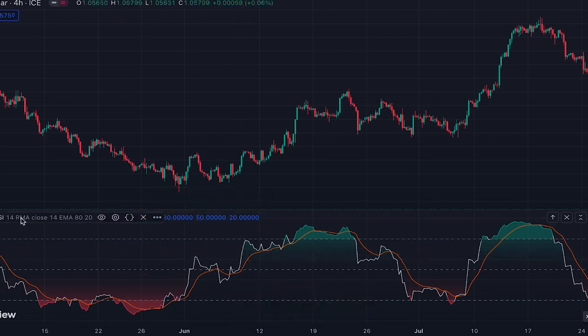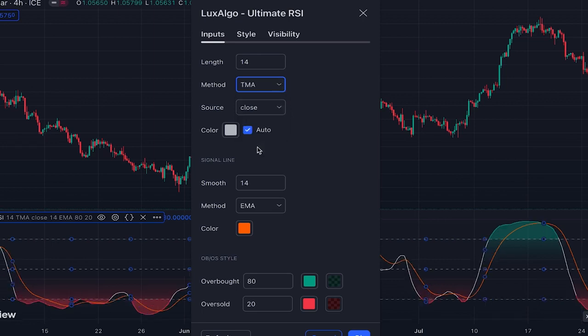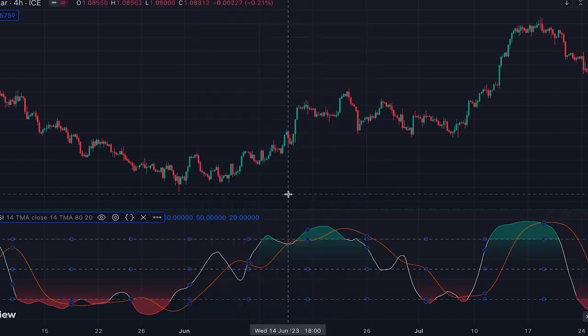First of all, I go to the settings of this RSI indicator and change the method of calculation. By default, the method is set at RMA, but we set it at TMA, triangular moving average, which is a smoother one and less reactive to the price changes. And for the signal line also we set it at TMA. Alright, now we have smoother movements of these two lines.